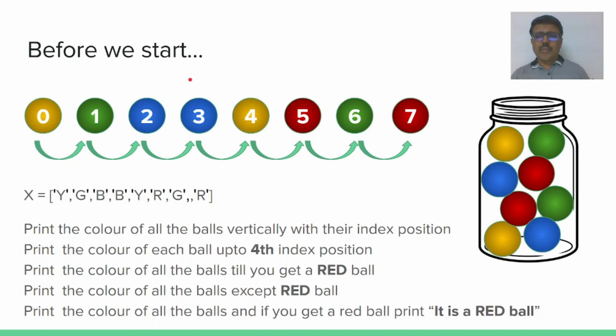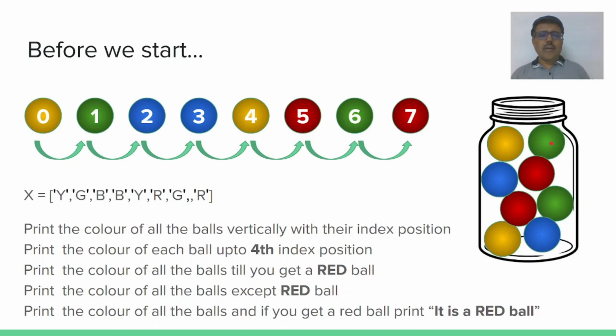Before we start, let's understand the loop principles with a common example, so that we'll be able to understand the entire session more comfortably. Let us assume we have eight balls in a jar. If you look at it here, there are two blue balls, two green balls, two red balls, and two yellow balls. Totally, we have eight balls.